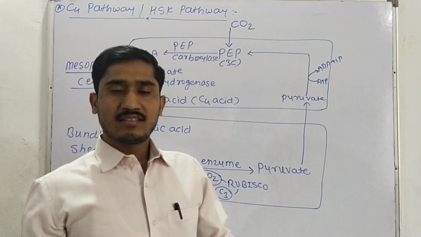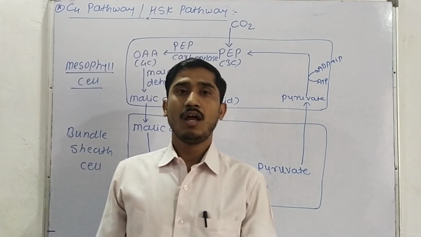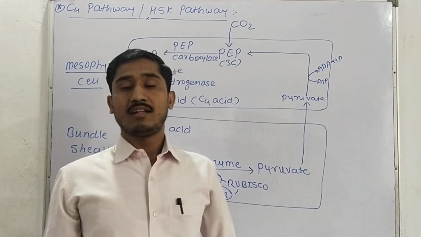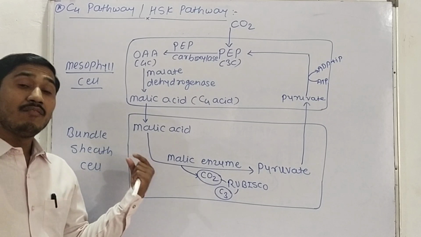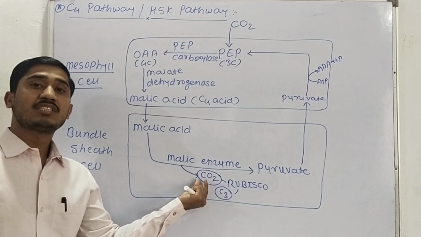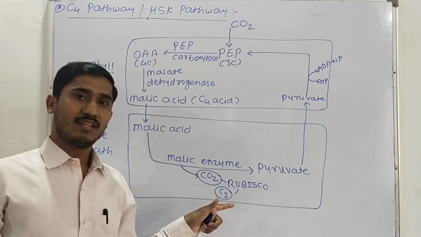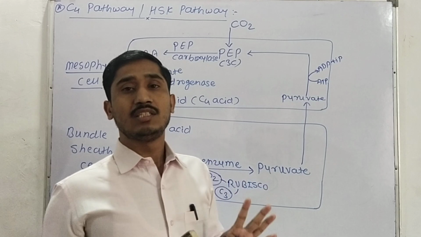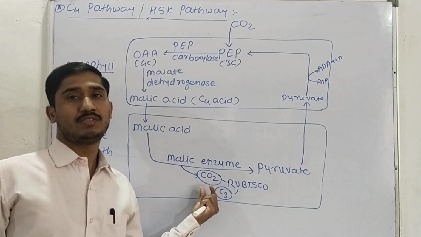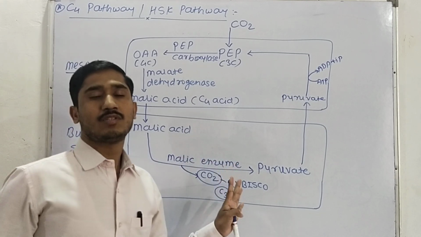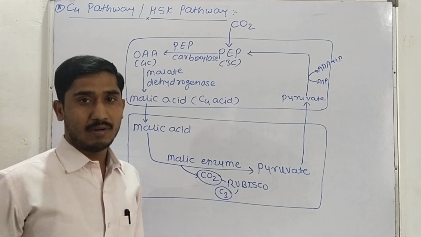Now, from the examination point of view, one question is very important: why is the productivity of C4 plants higher than C3 plants? The answer is that C4 plants have a mechanism to increase the concentration of CO2 inside the cell. But C3 plants, which are sensitive to oxygen, don't have an inbuilt mechanism to increase the concentration of CO2. Only because of this reason, C4 plants are more productive than C3 plants.